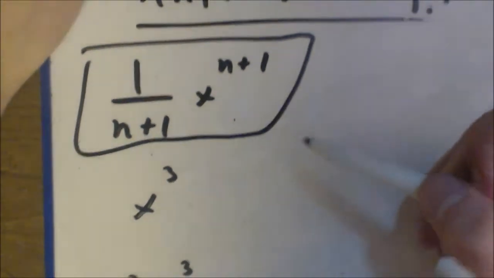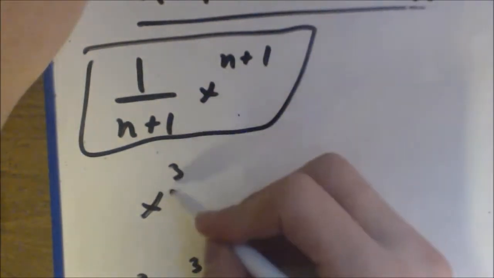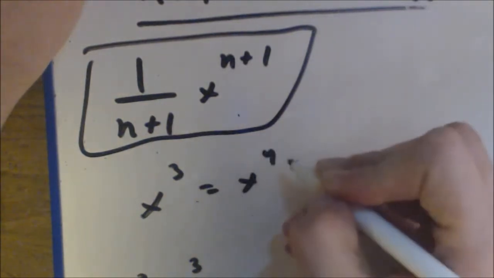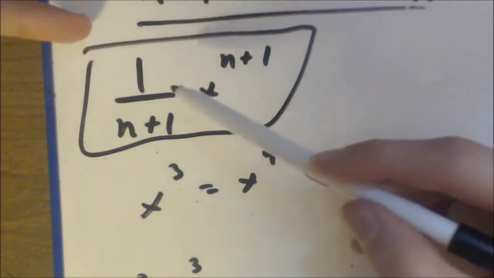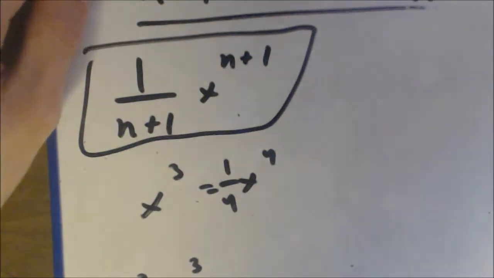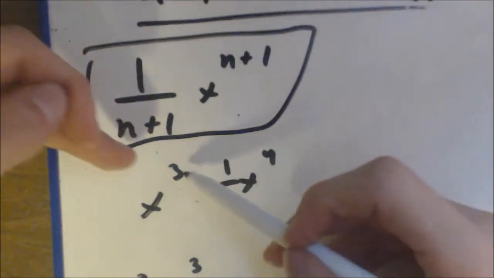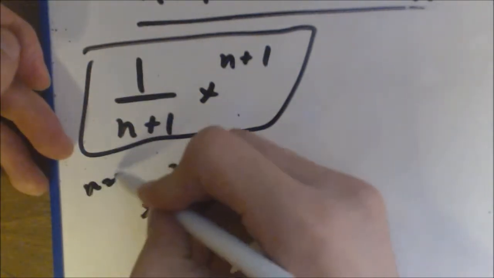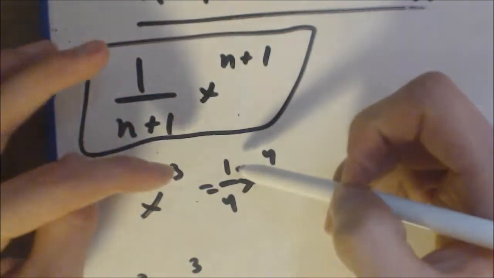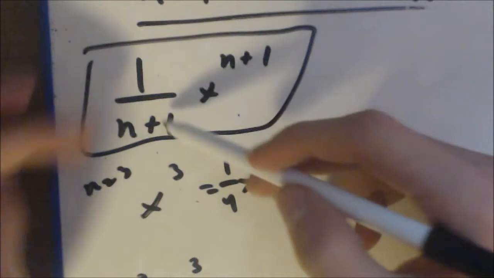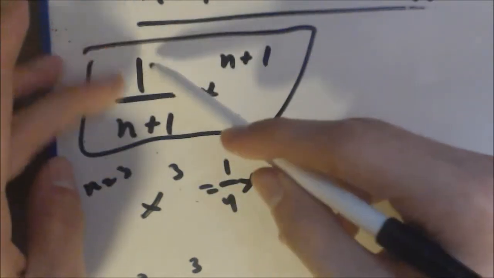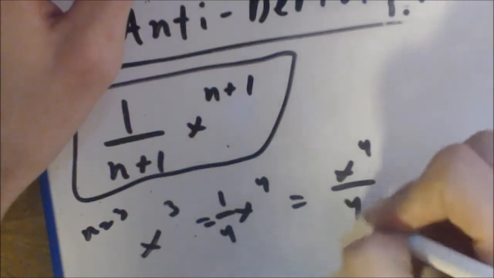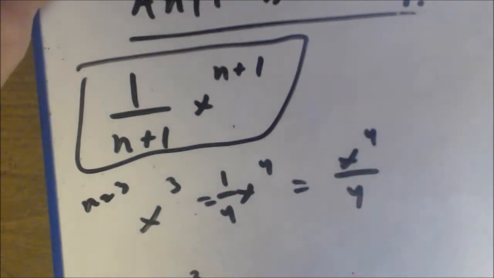What I usually do is I usually add the exponent first. So this will actually be equal to x to the fourth, but then we still have to add the 1 over n plus 1. So this is going to be times 1/4, because the n is equal to 3. So it would be 3 plus 1, which would be 4, and then you do 1 over the 4. The 1's always there. This is then equal to x to the fourth all over 4. And this is the antiderivative of x to the third.